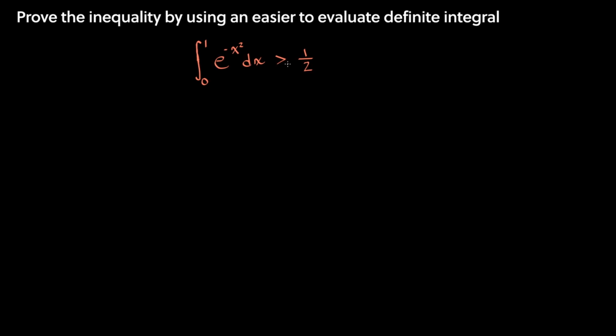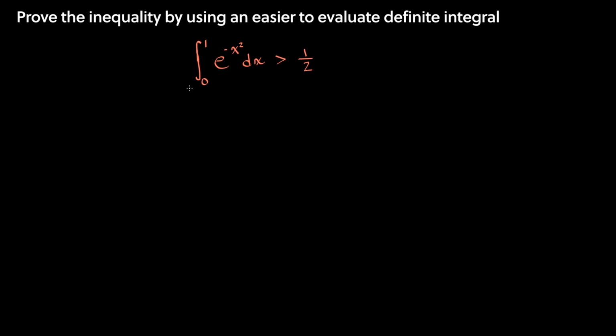All right, assuming that you've given it a go, just looking at this definite integral over here that we're trying to prove an inequality with, we have the definite integral from 0 to 1 of e to the negative x squared power. And that is a definite integral that we don't have tools to solve right now. We don't have tools for that.